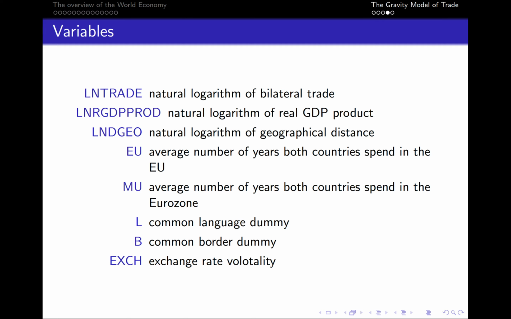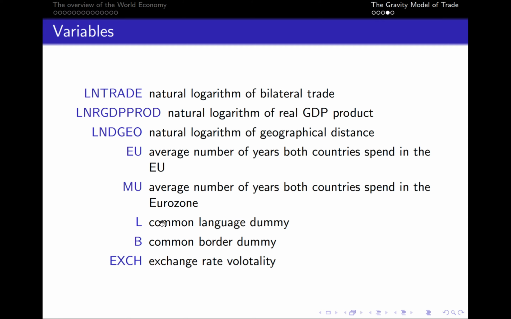And now the second one is monetary union membership, the average number of years both countries spent in the Eurozone. And of course we can expect that those two variables will be correlated. But we should remember that having a common currency makes it easier to trade. You don't need to exchange currency, and you don't need to worry about changes in the exchange rate, which reduces uncertainty.